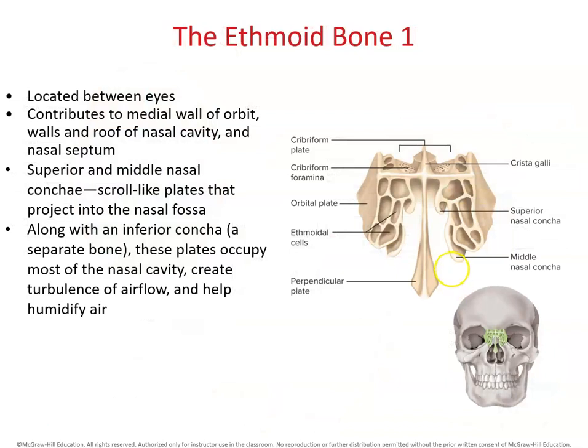All right, now the ethmoid bone. The ethmoid bone is found between your eyes. It's kind of closer up to your forehead, and it forms the edges, the interior edges of your eye orbit. It's involved in the nasal cavity.